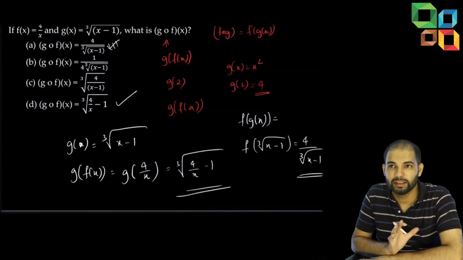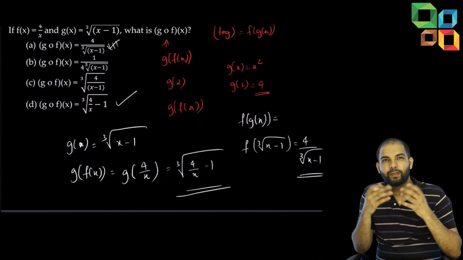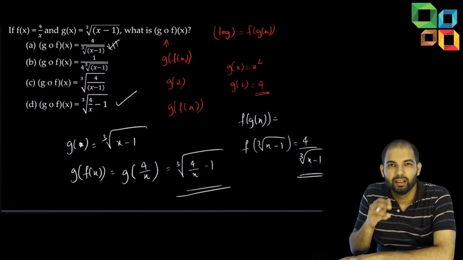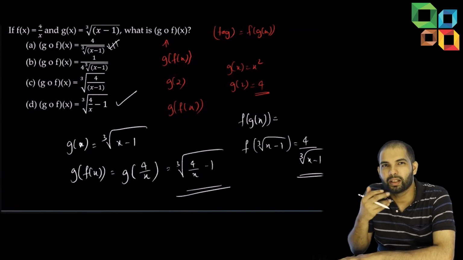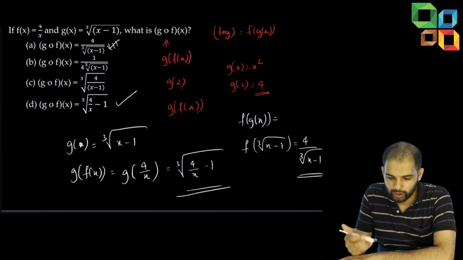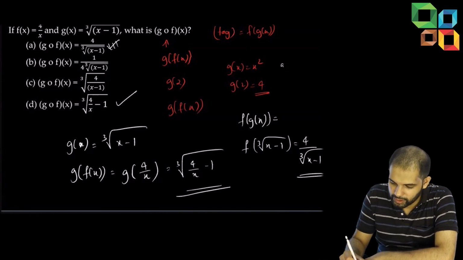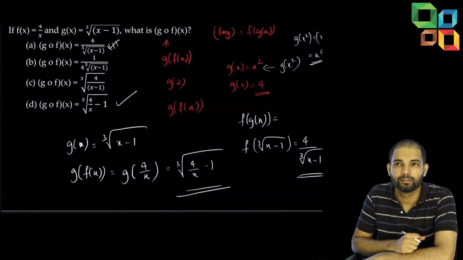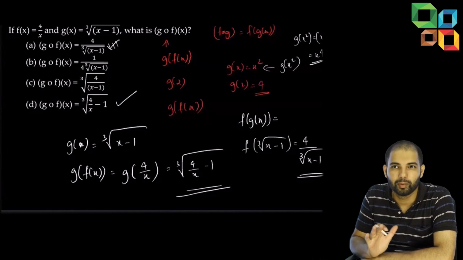Is the method clear at least? We'll learn more about composite functions in the higher classes, but for now it's simple. We used to plug in numbers instead of x. Now they're just giving you a function inside. So if they say this is g of x, what is g of x square? In place of x I have x square, so I'm going to get x power 4. Is it clear? Are you able to follow? Any doubts you can ask?